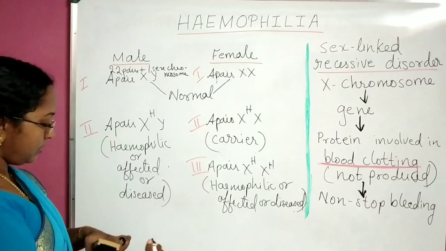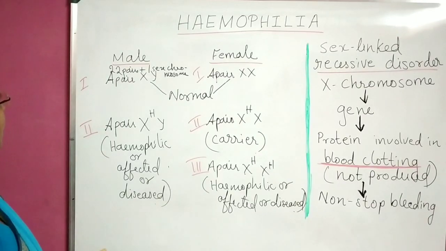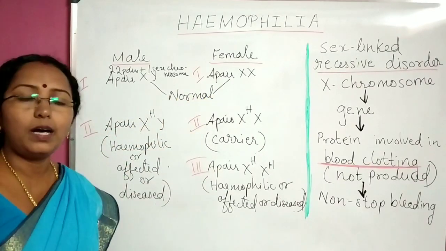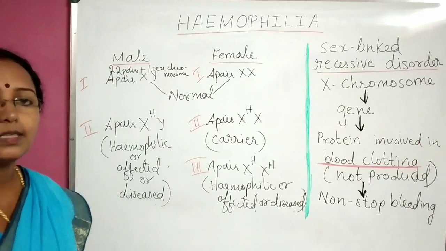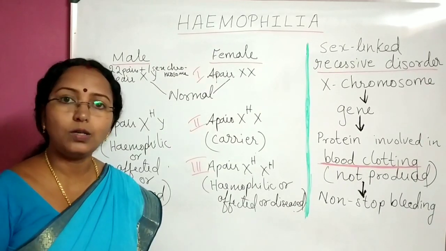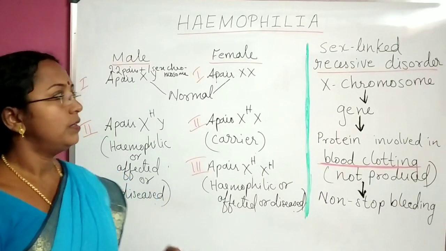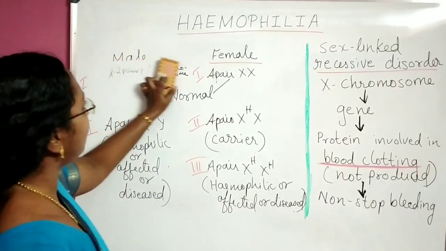In the first case, if it is normal male and normal female, no doubt progenies, whether it is males or females, son or daughter, progenies will be normal. So we need not take this case into account.